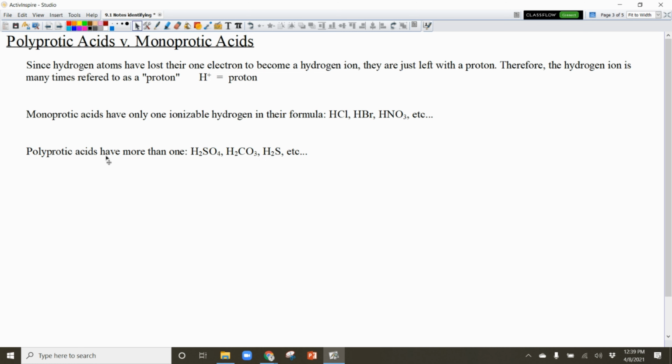Sometimes these polyprotics, the ones that have two, H2 right here, are called diprotic acids. And then if it's got three or more, that would be polyprotic. But technically anything more than one is going to be polyprotic. So if you see that term diprotic acid, just know it's H2 something attached to it.